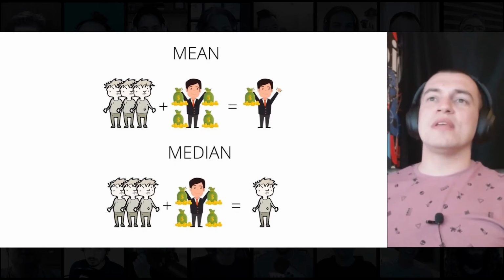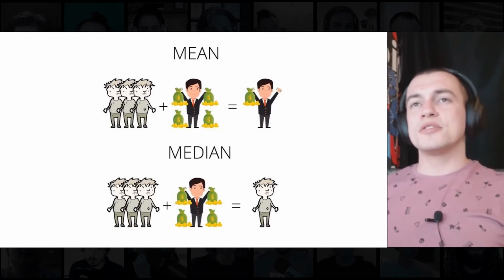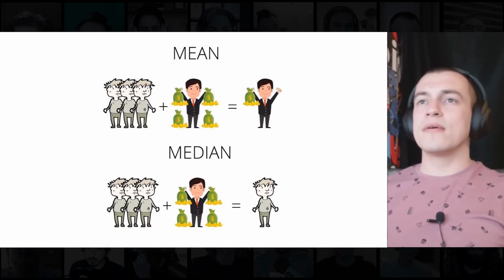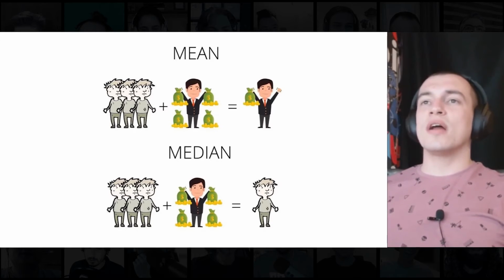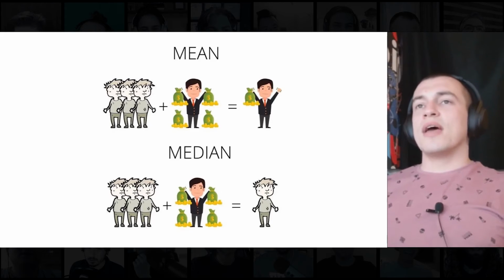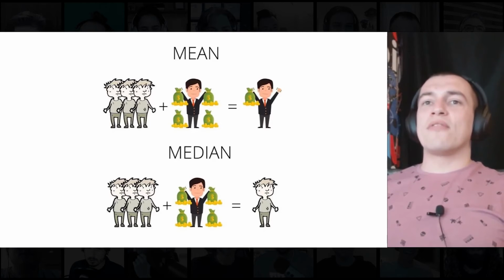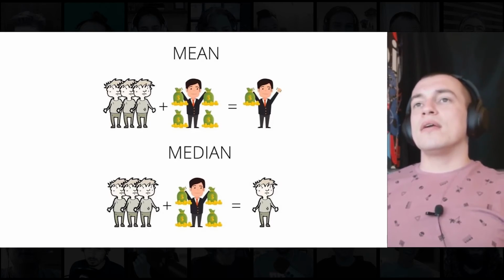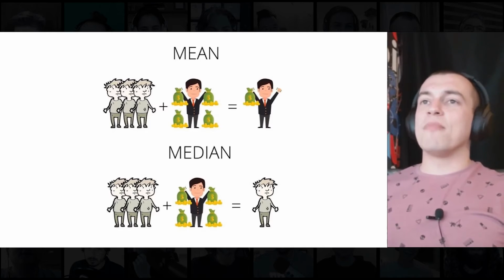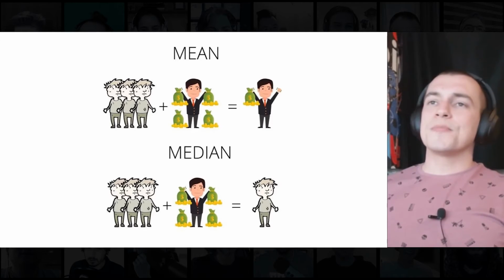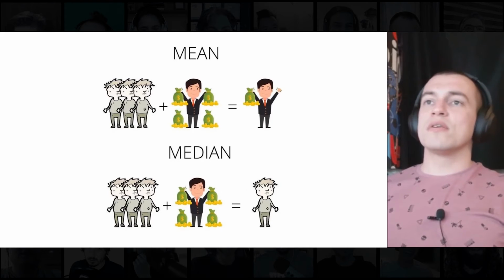Say you have 3 Jacks and 1 Bob. Each Jack has $1 and Bob has $100. On average, by arithmetic mean, each one of them has around $25. But on median, each one of them has a single dollar.